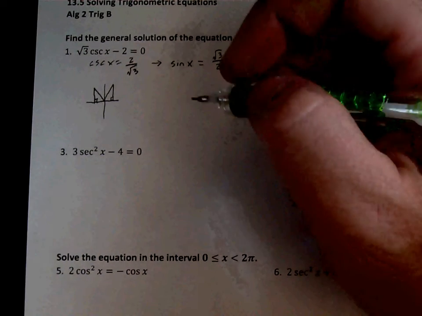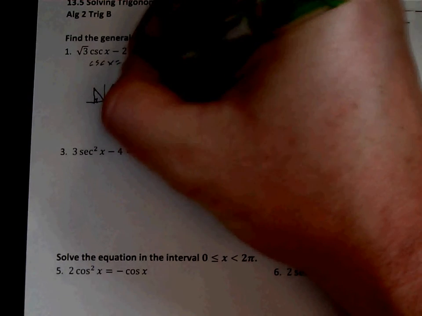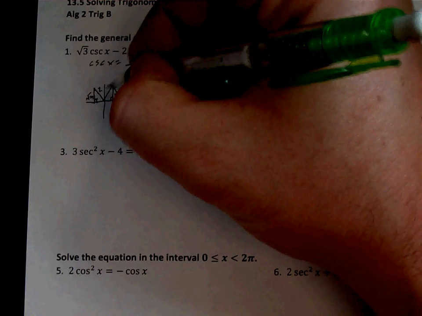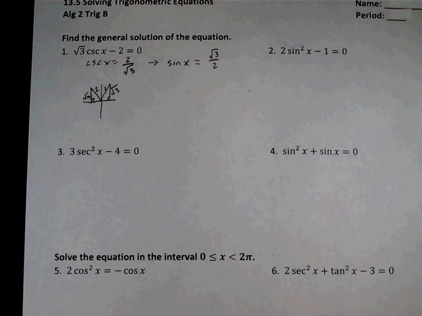Okay, so sine is opposite over hypotenuse. So opposite square root of 3, hypotenuse is 2. This is a 30, 60, 90 triangle. And opposite the square root of 3 is 60 degrees. So I have 60-degree reference angles here.